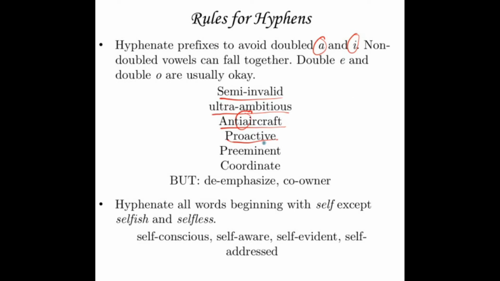Proactive, similarly, we can tell that the sound is supposed to change, because when you have two vowels together, it kind of makes its own special sound, but that's when they're doubled. When they're different, in this case, we can pretty much figure it out. Preeminent, again, it reads pretty smoothly, so we don't need the hyphen. We used to, but not anymore. Coordinate, same thing, but there are some exceptions to this rule, words like de-emphasize or co-owner. Possibly because if you hand the word coowner without the hyphen to a natural English speaker, they'll look at it and go, cooner? What's a cooner? And then everyone's just embarrassed.